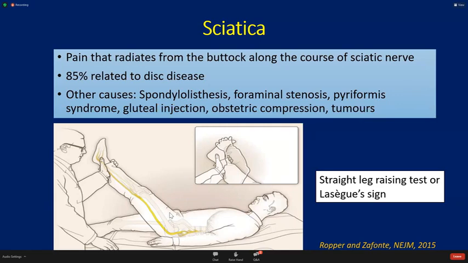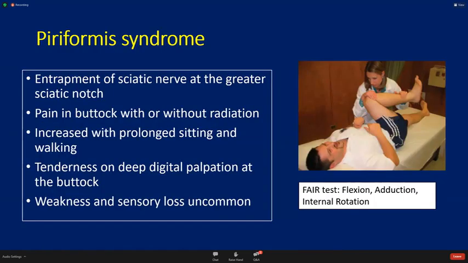The test is very well known to us, the straight leg raising test, when you have the reproduction of the pain between 30 and 70 degrees, that is the level at which the nerve is stretched. The same pain is reproduced, and dorsiflexion of the ankle will increase the sensitivity of this test. Another common reason for sciatic pain is piriformis syndrome.